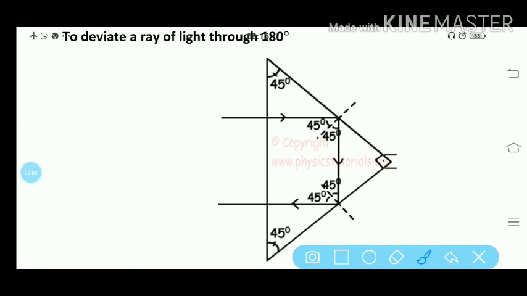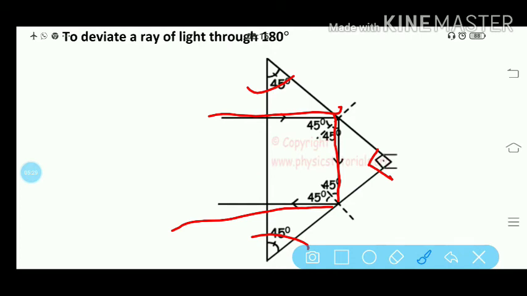For the second example, we'll take another same prism with 90 degree, 45 degree and 45 degree. Here we'll see the deviation through an angle of 180 degrees. A ray is coming, striking the prism and hence 180 degree deviation of the ray is here. So the ray is striking the prism and coming out on the same face from which it enters. So the deviation of the ray is 180 degrees here.